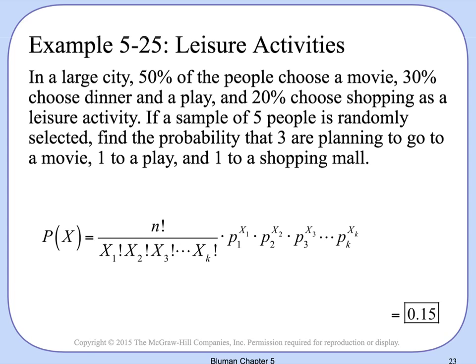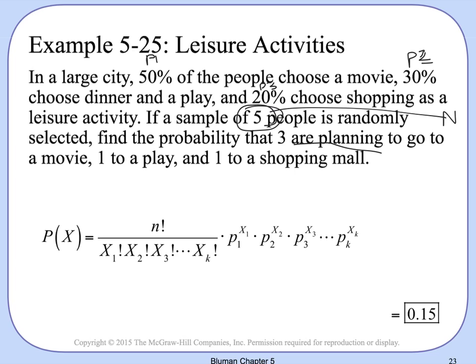If I'm going to label these, this first one would be probability 1, this would be probability 2, and this one would be probability 3, okay? I always do them in order of which they show up in the problem. It says if a sample of 5 people is randomly selected. So what's that? That's n, number of trials. That's our n right there, 5. That's our big number, okay? Find the probability that 3 are going to a movie.